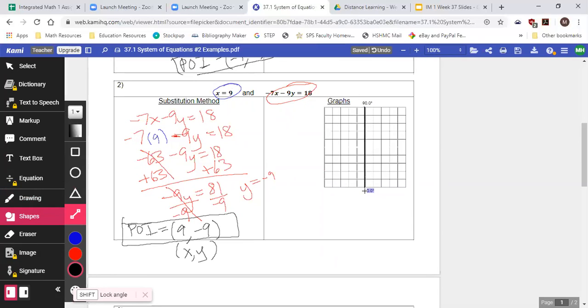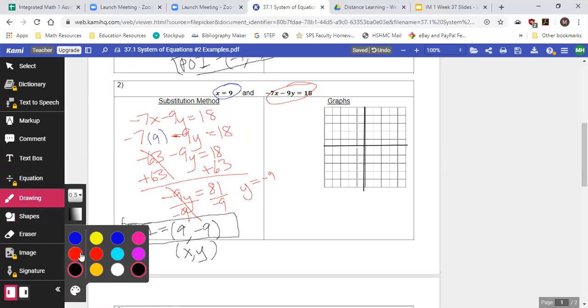Okay, we'll construct a graph. Can you guys see my writing on the screen? Just want to make sure. Yes. Okay, so similarly, this is the point of intersection 9, -9, so I'll probably have to scale by 2s, but let's make sure that my equations are fine first.